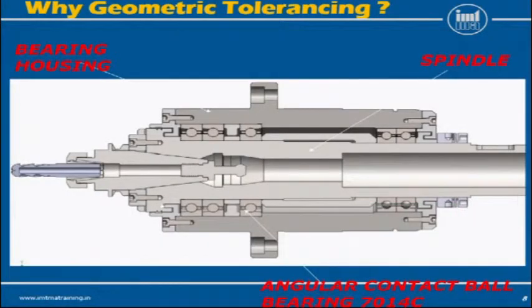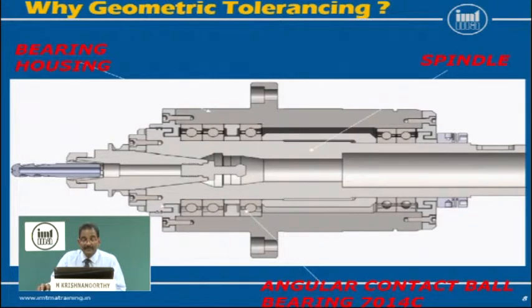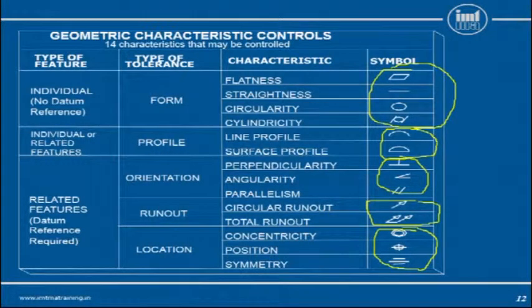Similarly, look at the third example, which is nothing but a machine tool spindle assembly for a vertical machining center. Here I have the spindle housing, then I have the spindle running through and through, and I have the angular contact bearings. Here also, when you consider the spindle, the straightness or cylindricity of the spindle is one of the important parameters. Then the run out of the individual features with reference to each other are important, and the remaining groups of parameters.